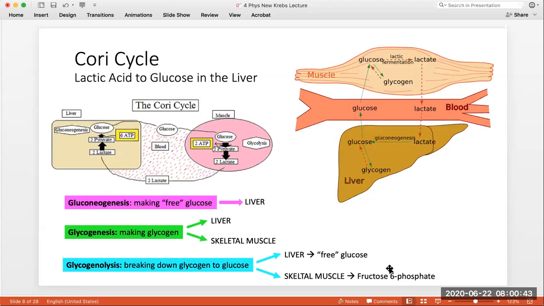So again, that lactic acid gets moved into your blood and gets transported to your liver. So this is showing you a muscle cell, this is showing you your circulatory system, and this is showing you your liver.